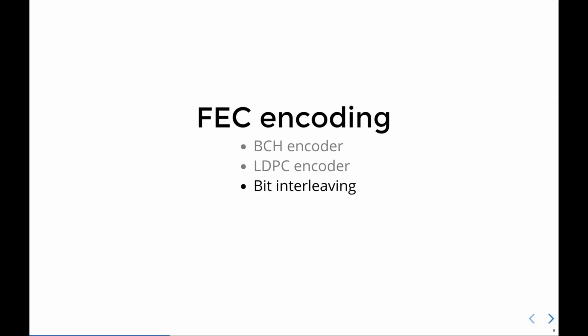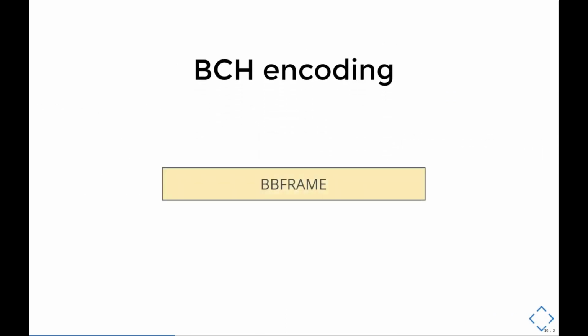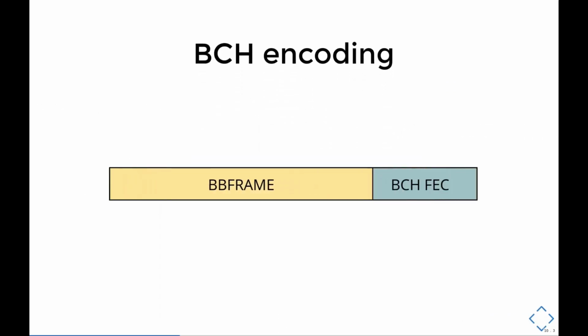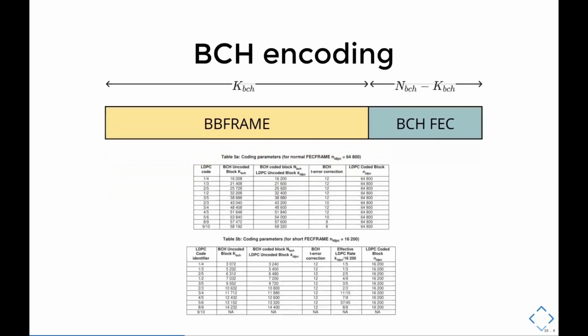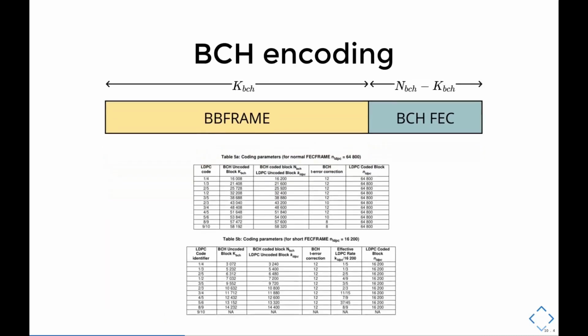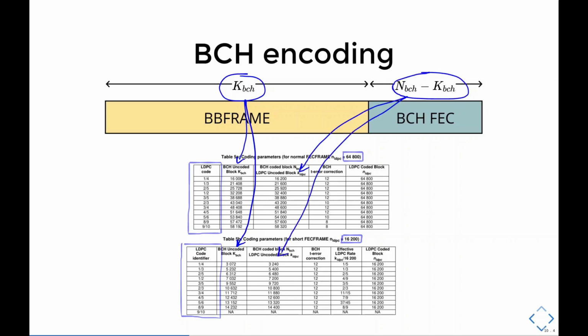So BCH encoding takes a baseband frame as an input and appends a parity check to that. The size of this parity check code is given indirectly in the spec. The size is going to depend on the frame length and the code rate. The size of the BB frame is given in the BCH uncoded block column here. And to get the size of the BCH FAC word, we do BCH coded size minus BCH uncoded size.